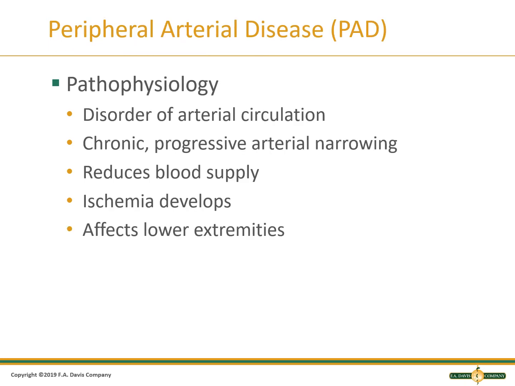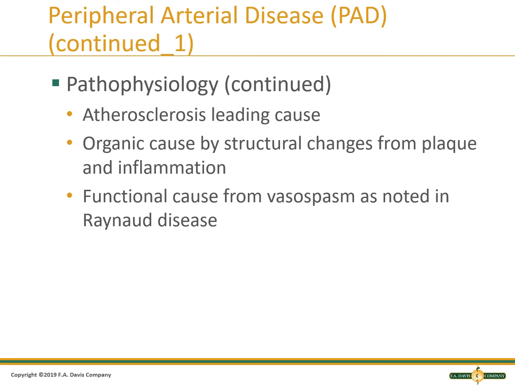Peripheral arterial disease, or PAD, is a disorder of the arterial circulation usually caused by chronic progressive narrowing of arterial vessels that leads to obstruction or occlusion. It usually affects the lower extremities. Sometimes it's referred to as lower extremity arterial disease or LEAD. PAD can be organic or functional. Organic PAD is caused by structural changes from plaque or inflammation in the blood vessels. Functional disease is a short-term localized spasm in the blood vessels as occurs in Raynaud's disease.